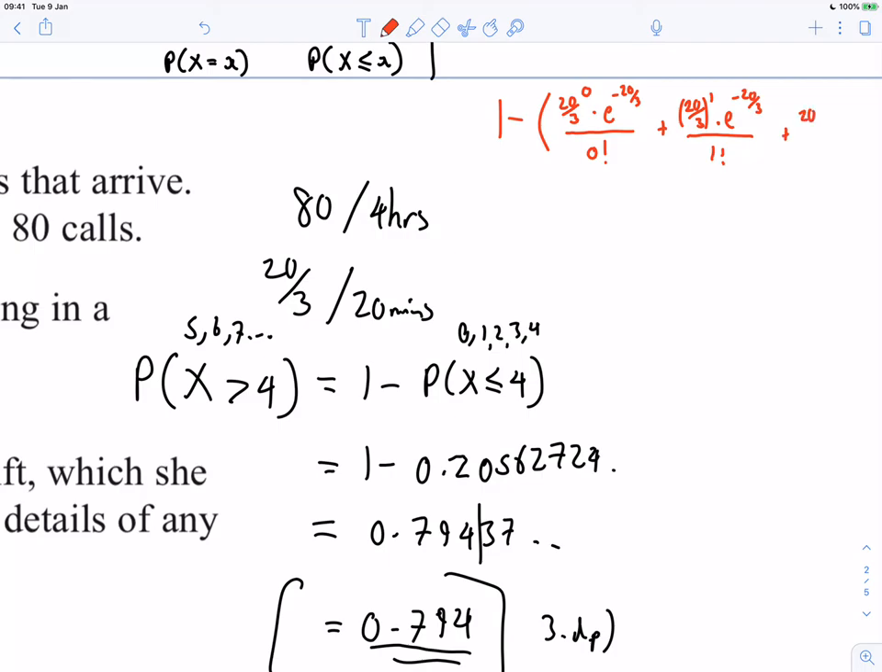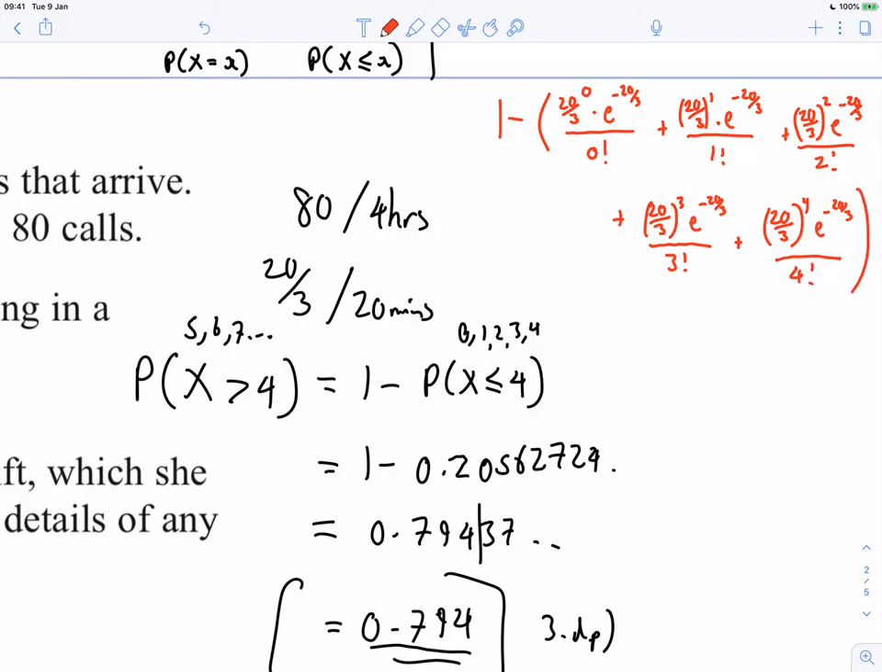Plus, and then we'd have 20 over 3 squared, times e to the minus 20 over 3, and this will all be over 2 factorial. Plus 20 over 3 cubed times e to the minus 20 over 3, all over 3 factorial. Plus 20 over 3 to the 4, e to the minus 20 over 3, all over 4 factorial. So you could plug that into your calculator, but to be honest, to save time, get a calculator with an inbuilt distribution function. Please, it will save you a lot of time. This is essentially what your calculator is doing. You can write it out like that and just type that all in.